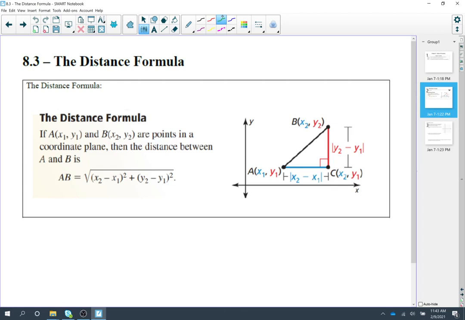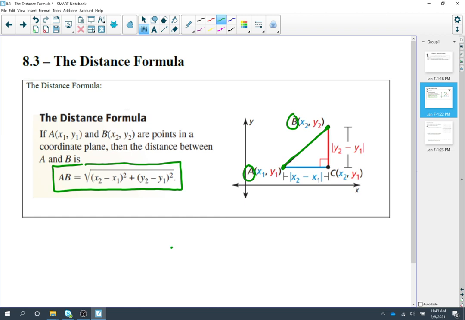8.3, the distance formula. The distance formula is used to find, on a coordinate plane, the distance between 2 points. Our 2 points, if we look at our picture, are point A and point B, which can be represented by x1, y1 and x2, y2. If we want to find the distance between these 2 points, then the distance formula is the distance AB equals the square root of the quantity x sub 2 minus x sub 1 squared plus the quantity y sub 2 minus y sub 1 squared.